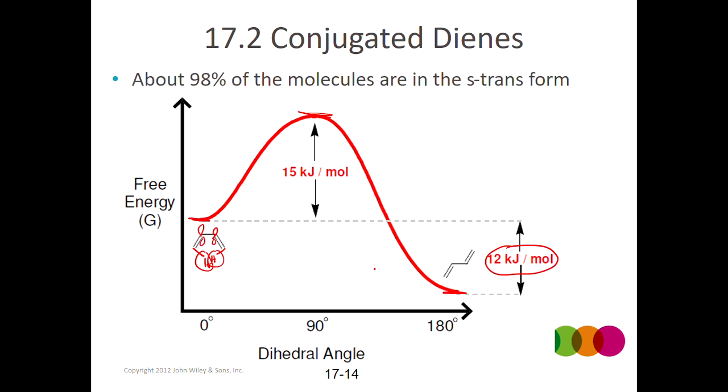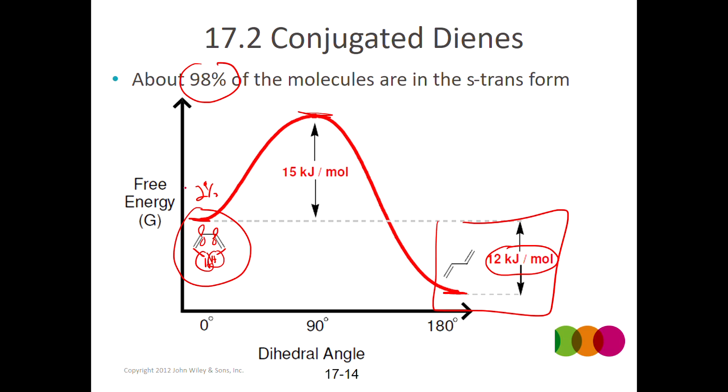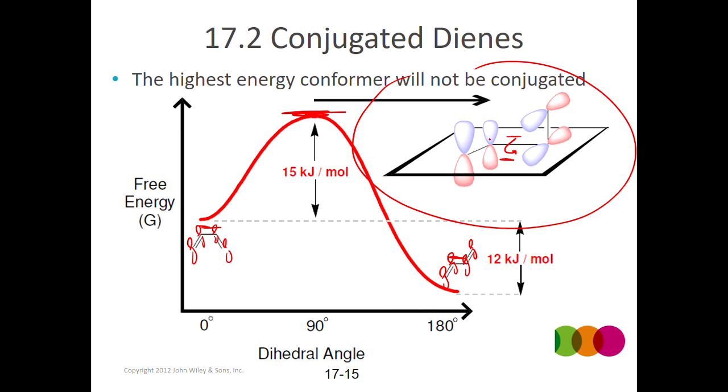So the 12 kilojoule per mole difference means 98% of the molecules are in this form, and the rotation to create the other form only happens once in a while, and when it does, it rotates back pretty fast, so only a small fraction of 2% of the molecules actually exist in this form at any given moment in time. The number that would exist in this form would be way less than 1%. So you have a tiny, tiny, tiny fraction of the molecules caught at a moment in time looking like this. And that's the power of that p orbital overlap.